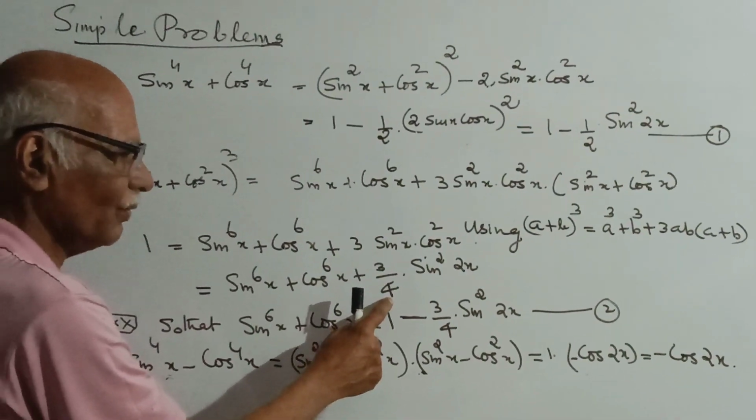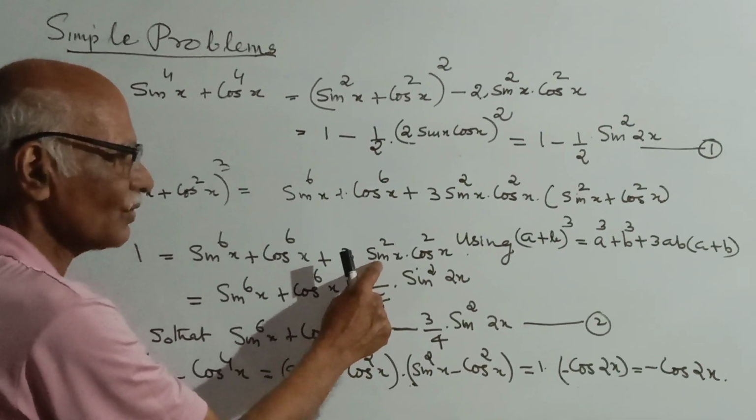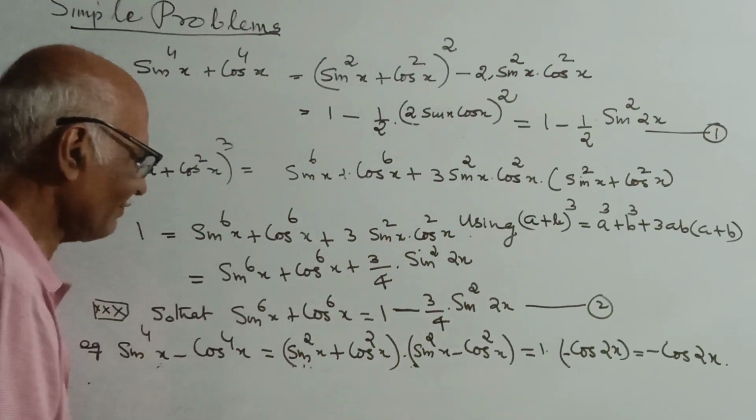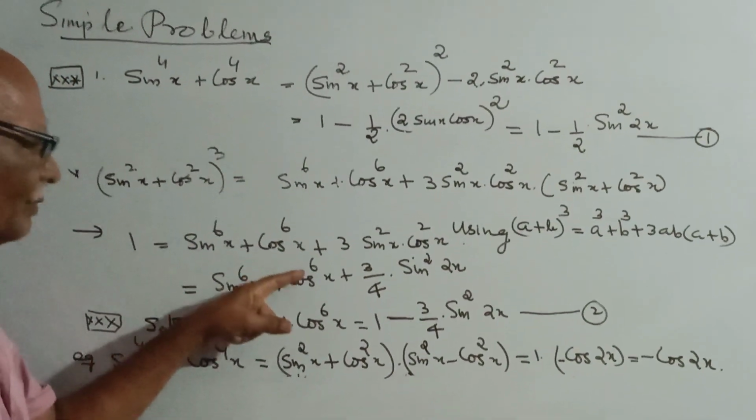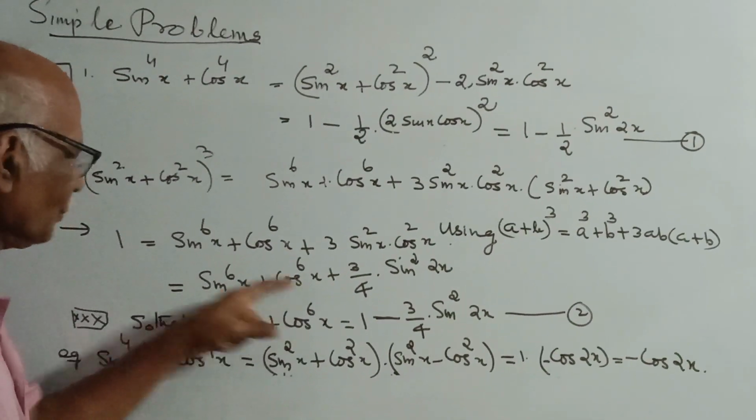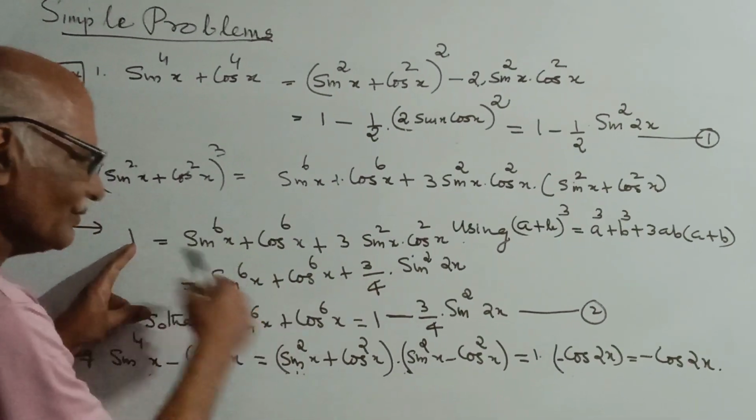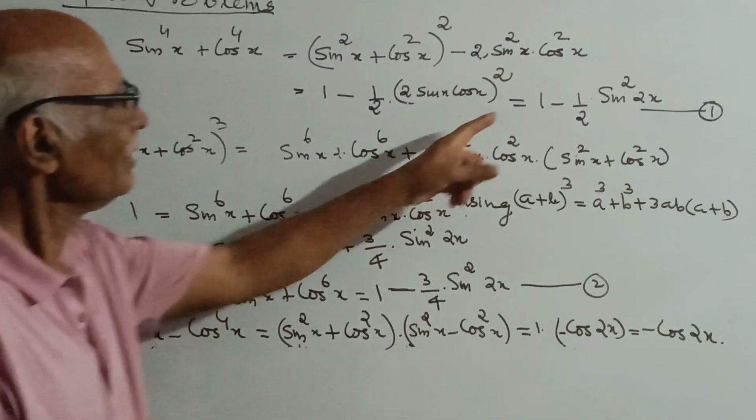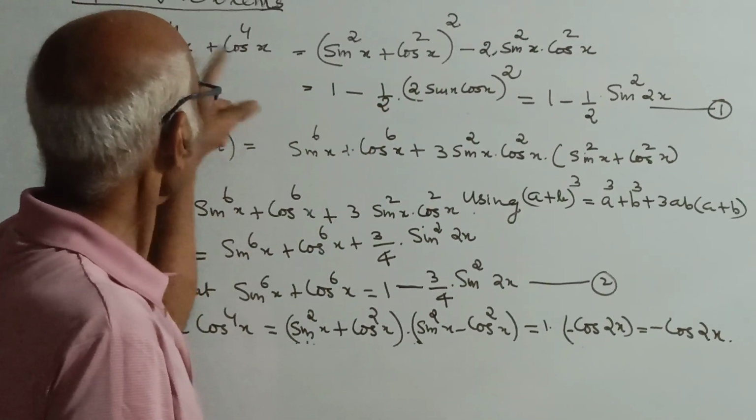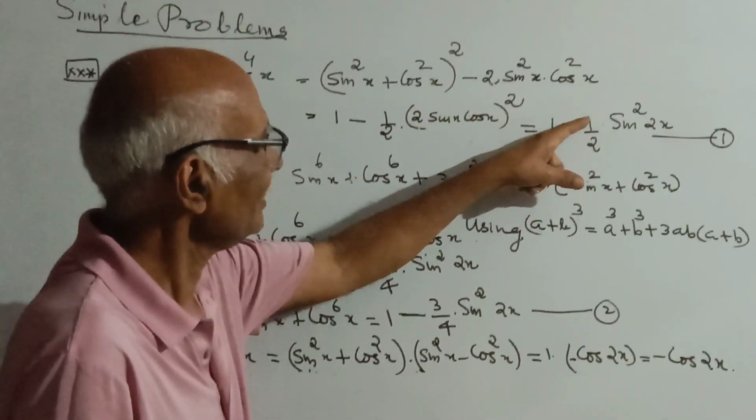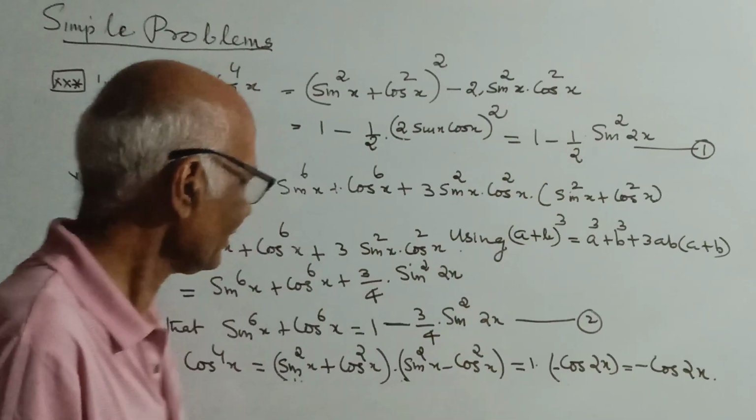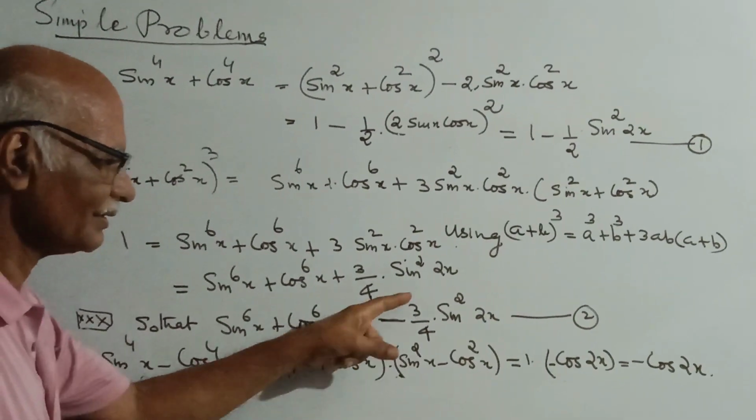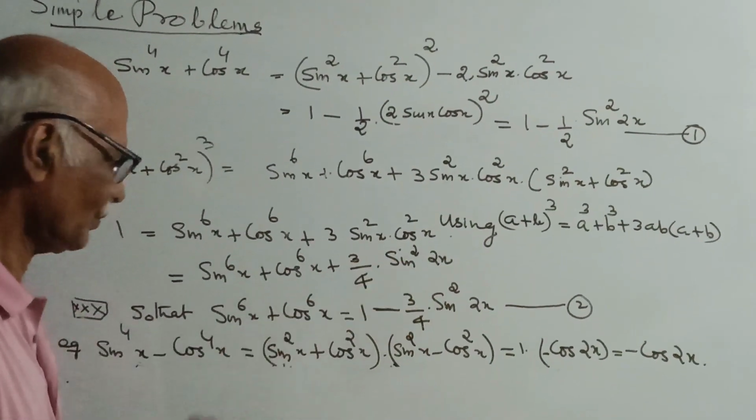Or it is sin raised to 6x plus cos raised to 6x plus 3 by 4, if you divide by 4, you take 4 sin squared x cos squared x. That is sin squared 2x. So net effect, sin raised to 6x plus cos raised to 6x is equal to 1 minus 3 by 4 sin squared 2x. So result 1: sin raised to 4x plus cos raised to 4x is 1 minus half sin squared 2x. Sin raised to 6x plus cos raised to 6x is 1 minus 3 by 4 sin squared 2x.